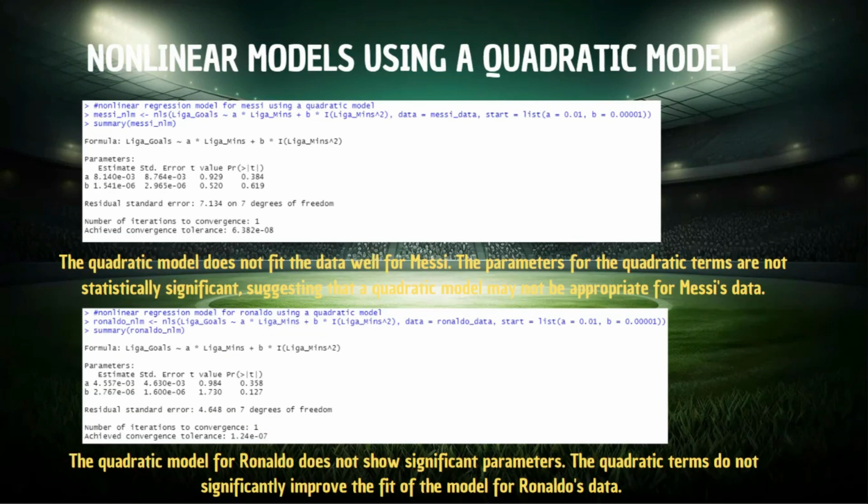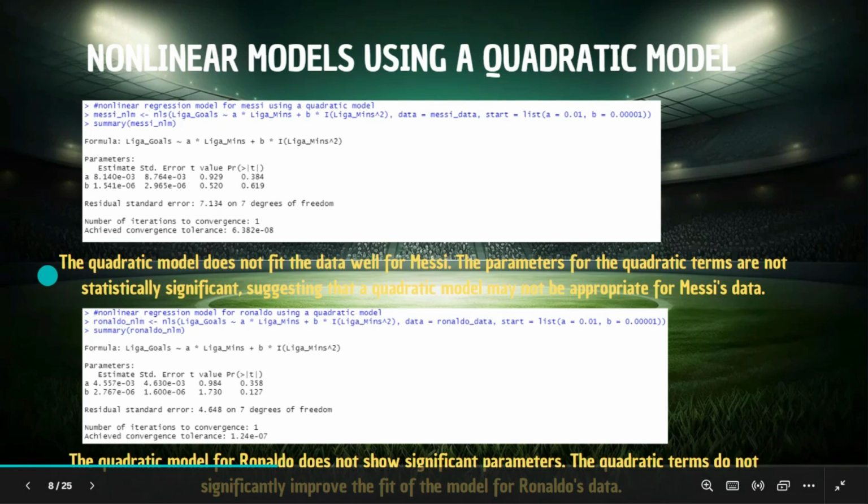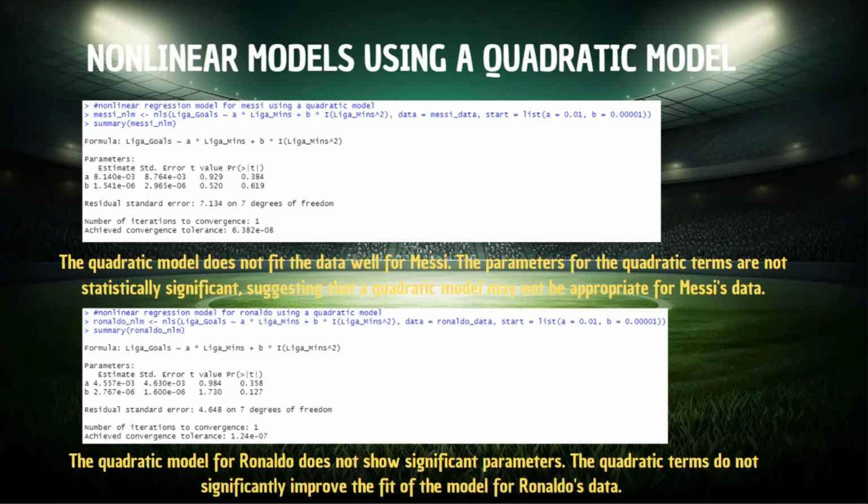And here's a nonlinear model using a quadratic model. And the quadratic model does not fit the data well for Messi, since the parameters for the quadratic terms are not statistically significant, suggesting that a quadratic model may not be appropriate for Messi's data. And we can see that the linear term is 0.00814, but it's not statistically significant, since the p-value is 0.384. And also for Ronaldo's, we can see that the quadratic model does not show significant parameters either, and the quadratic terms do not significantly improve the fit of the model for Ronaldo's data.